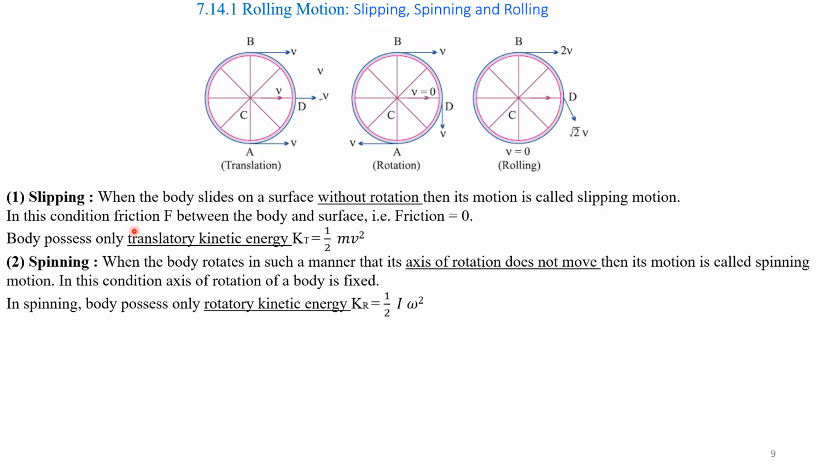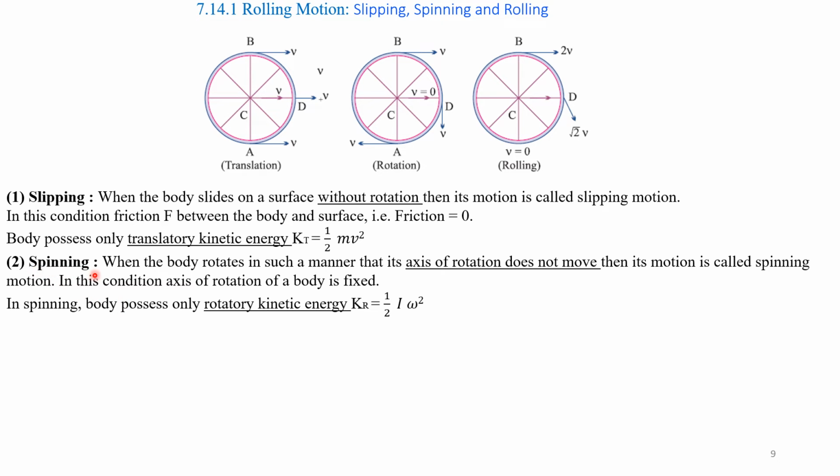In this condition, the friction F between the body and the surface is 0. Therefore, the body possesses only translatory kinetic energy K suffix T equal to half mv square. This translation is shown here above in the figure, first figure.